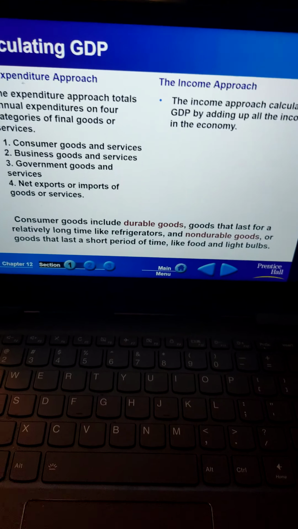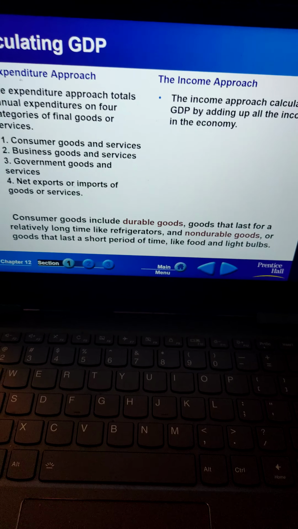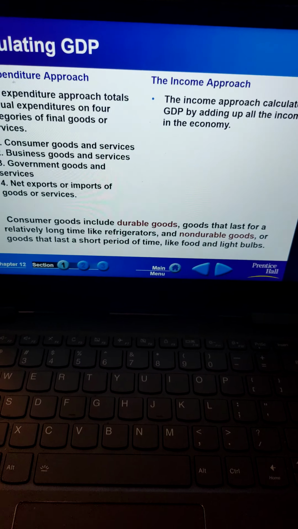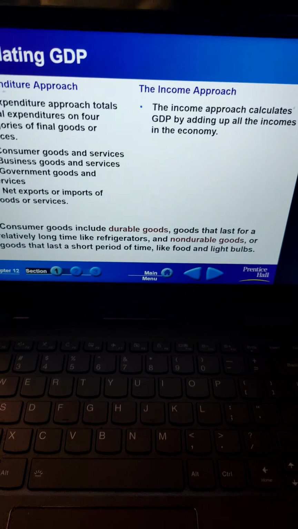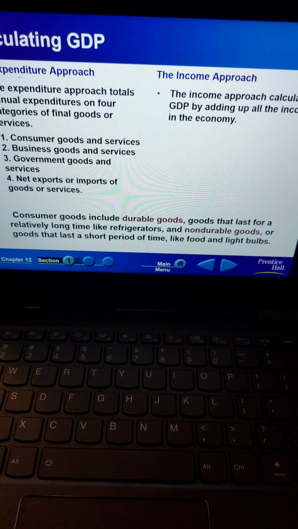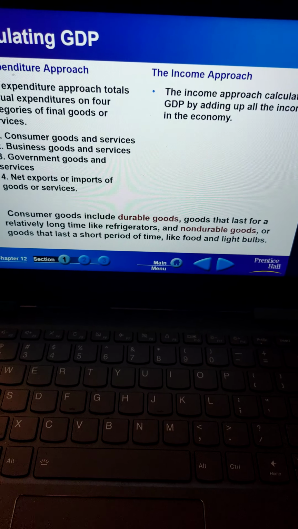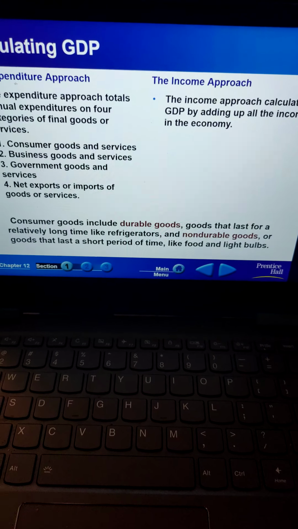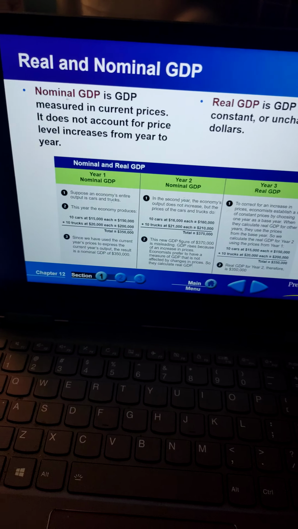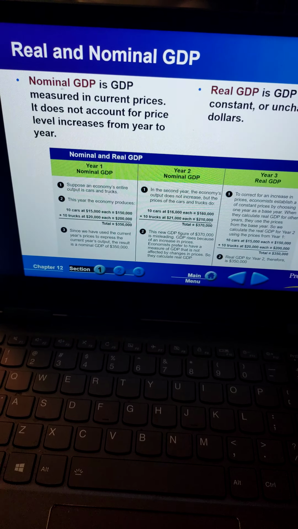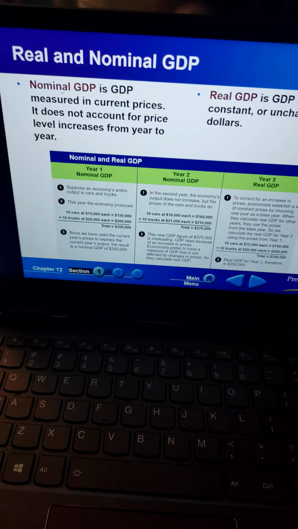But yeah, consumer goods also include all durable goods, which are goods that last for a relatively long time, such as microwave ovens, refrigerators, washing machines, but it also includes non-durable goods, things that don't last very long like food, light bulbs, batteries.